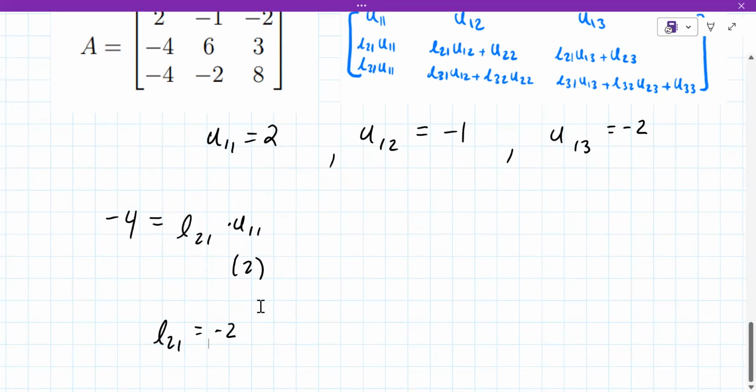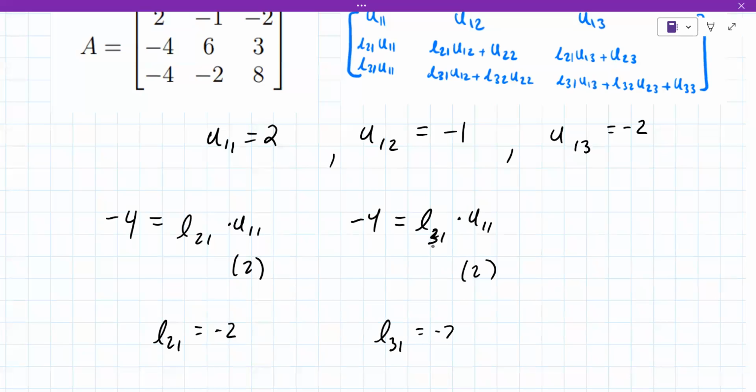Okay. Good. Now we're going to do the same thing for this next -4. -4 equals L31 times U11. So I'm using this -4 on the bottom here. Okay, so we already know that U11 is 2. So we know that L31 is -2.